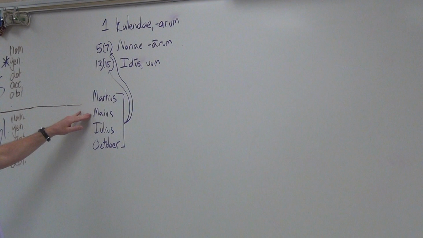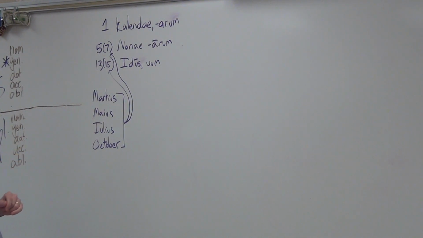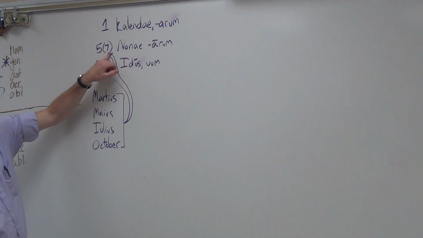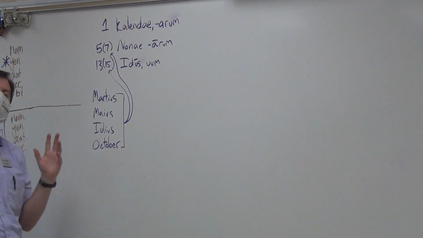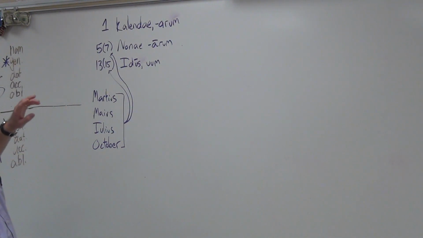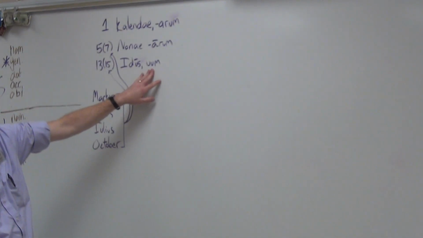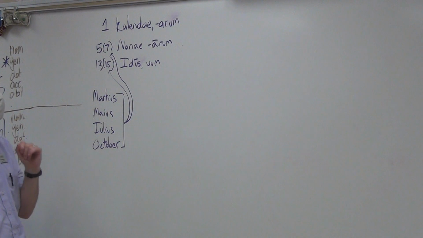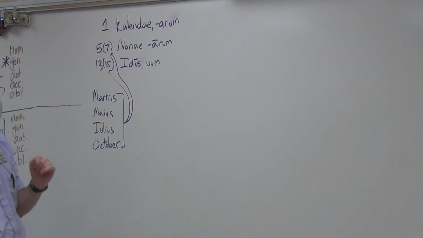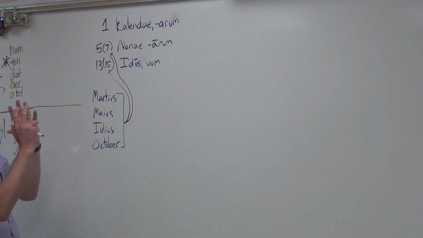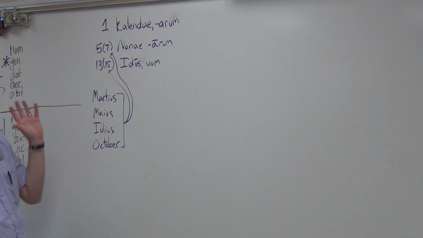In 4 months, March, May, July, and October, the nones fell on the 7th instead of the 5th, but those are the only 4. Then the 13th of every month is what they would call the idus, iduum, which is, as we can see, 4th declension, and as usual, the noun that names the day is always plural.